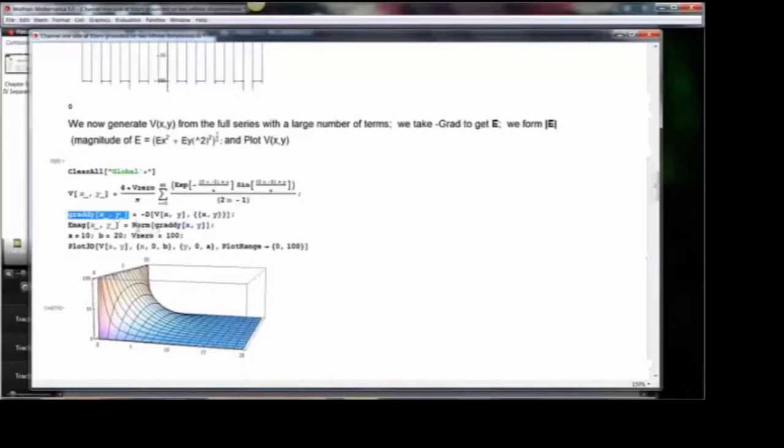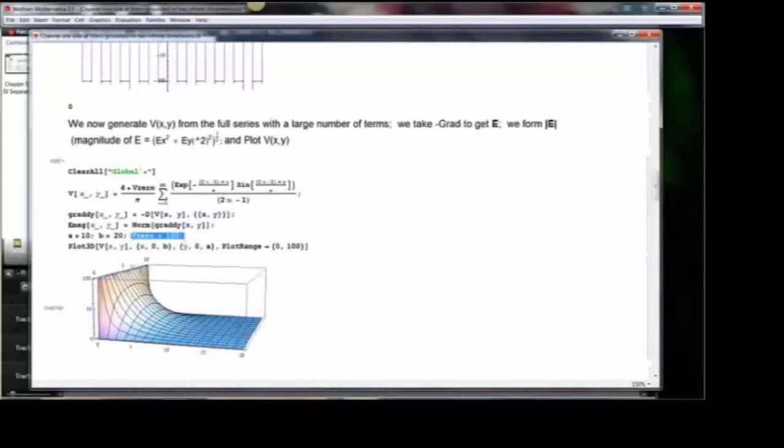It'll find the norm of the E field, and that's the same thing as the length or magnitude of the E field. We have to pick parameters, so we're just going to let a equal 10, b equal 20, and v0 equal to 100.